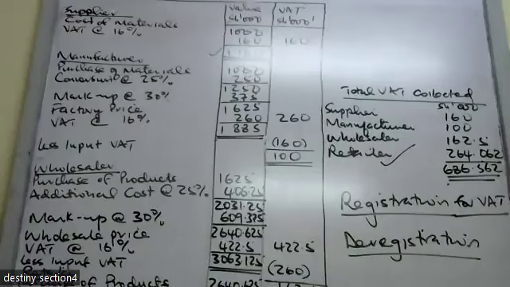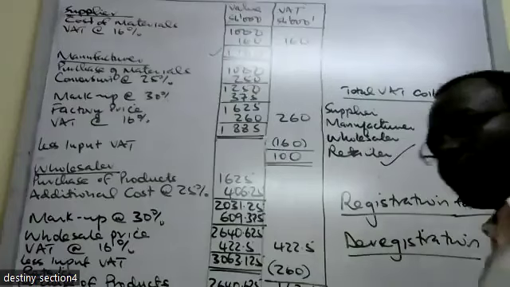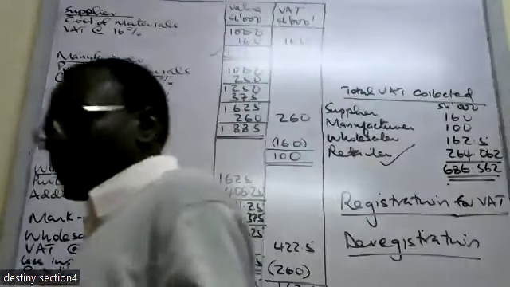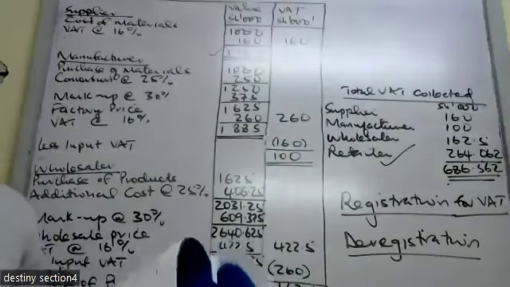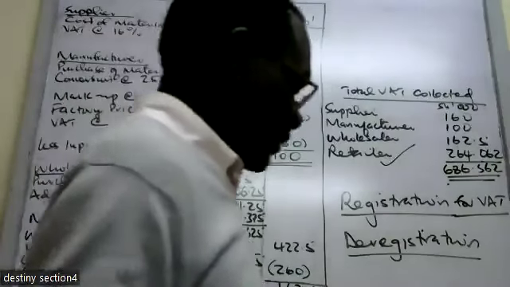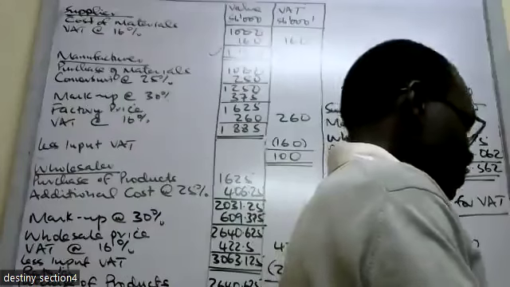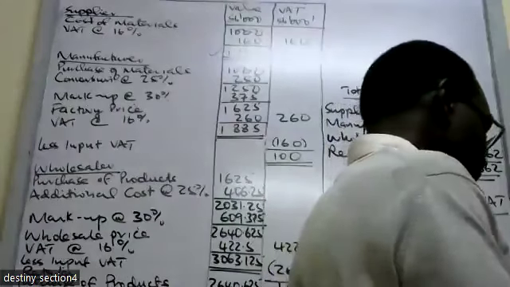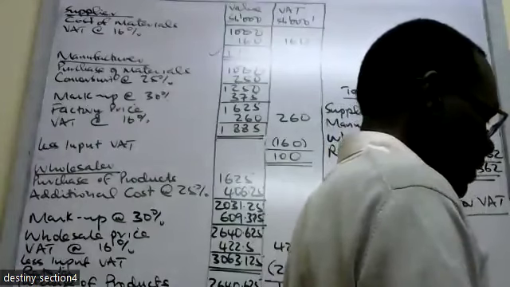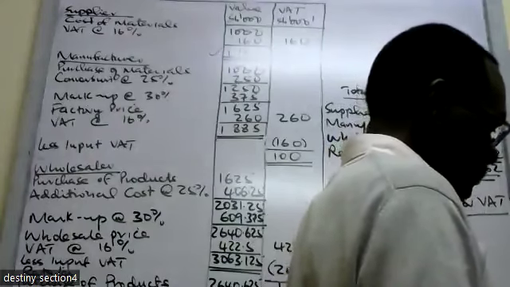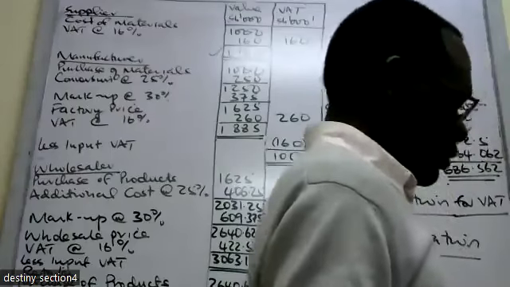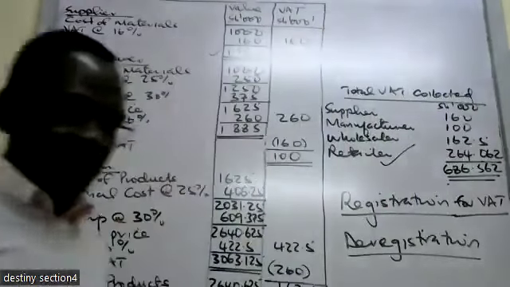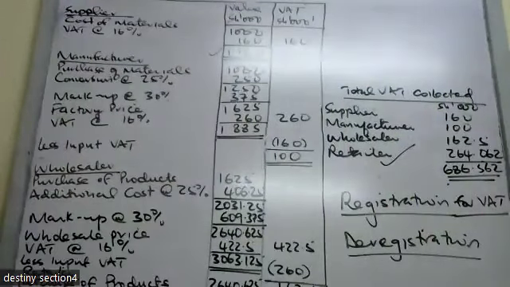Next point, if the commissioner is satisfied that the person should be deregistered, he will do so from the date when that person pays the tax due.